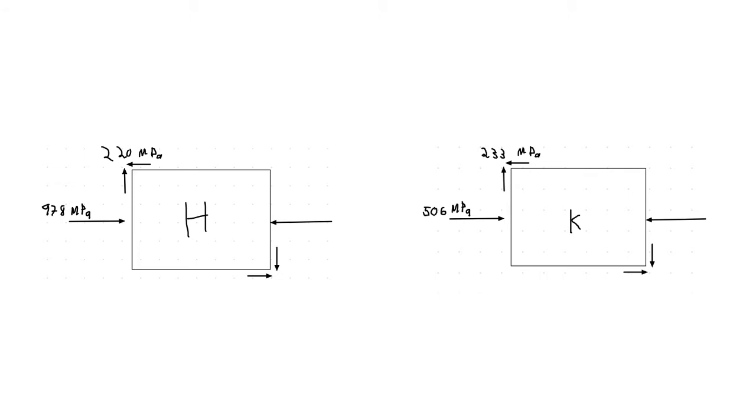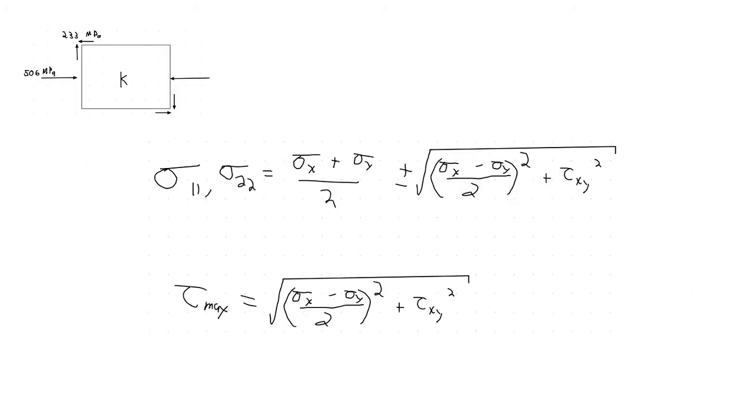Last time in our combined stresses video, we got down to these two elements, H and K. I'm going to stick with K for the rest of this example as we find our principal stresses and our max shear. If you want to use just the equations, here they are.